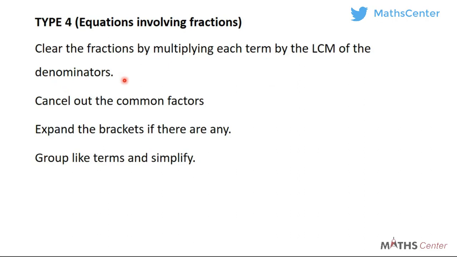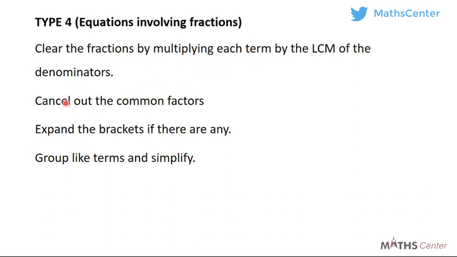So what you do is that you first have to identify the fractions in the equation. Now after you've identified the fractions, you must find the LCM of the denominators. You've learned how to find LCM of numbers. So you must find LCM of the denominators. Now after you find the LCM of the denominators, you multiply each term. Take note of this. You multiply each term in the equation by the LCM, and that will clear the fraction. So you multiply each term in the equation by the LCM of the denominators.